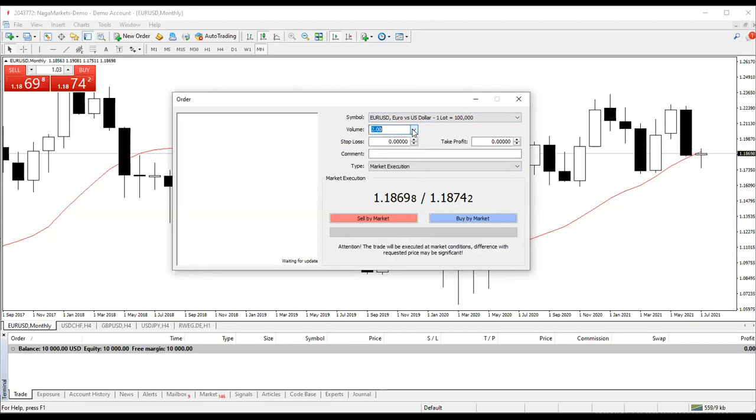Let me clarify this. Partial close doesn't work when you are in losses. Then the system would have been corrupt. The only thing you can do when you are having losses is you disappear from the system. You close your trade and you are gone.